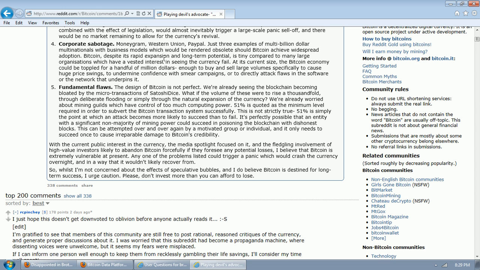This is not strictly true. 51% is simply the point at which an attack becomes more likely to succeed than fail. It's perfectly possible that an entity with significant non-majority mining power could succeed in poisoning the blockchain with dishonest blocks. This can be attempted over and over again by a motivated group or individual. It only needs to succeed once to cause irreparable damage to Bitcoin's credibility.